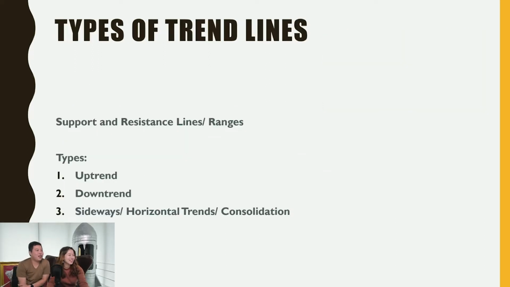Okay, so types of trend lines. Support and resistance lines / ranges. So there are three types: uptrend, downtrend, sideways, horizontal trend / consolidation. Makes sense. I guess upward, downward, or sideways.